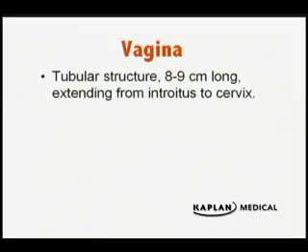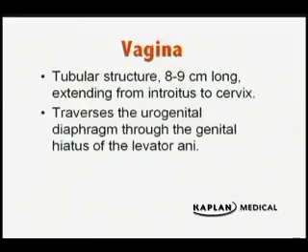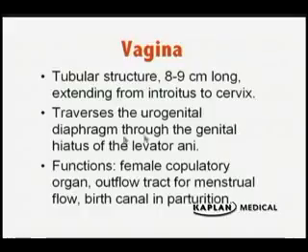Okay, and finally we come to the vagina. The vagina is a tubular structure, average 8 to 9 centimeters long, extending from the vaginal introitus to the cervix. It traverses the urogenital diaphragm through the genital hiatus of the levator ani. This is going to be important when we look at vaginal prolapse, because when you have relaxation of the pelvic diaphragm, then you can have involvement of the vagina.